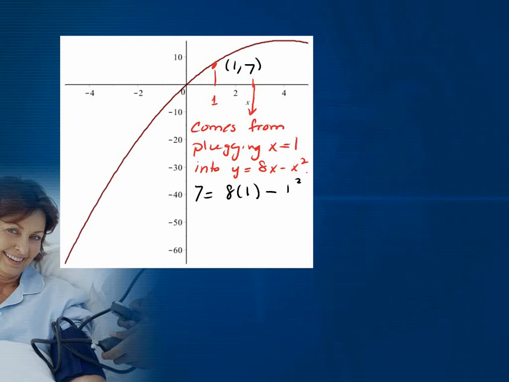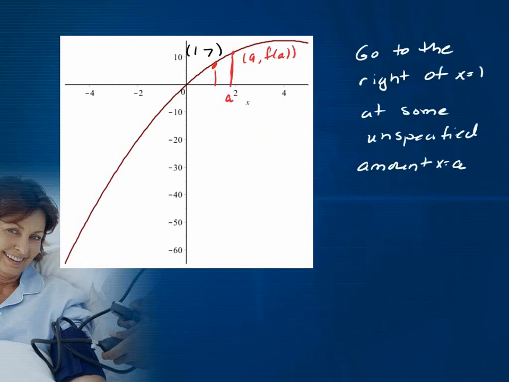All right, so here's my curve. That's where I start out. The point I'm interested in is x equals 1. Where does the 7 come from? The 7 comes from plugging into the formula, 8x minus x squared. I plug 1 in there, and guess what? y equals 7 comes out.